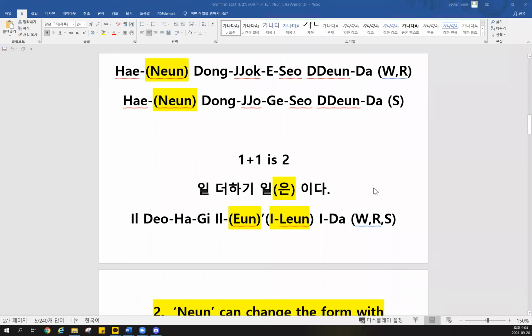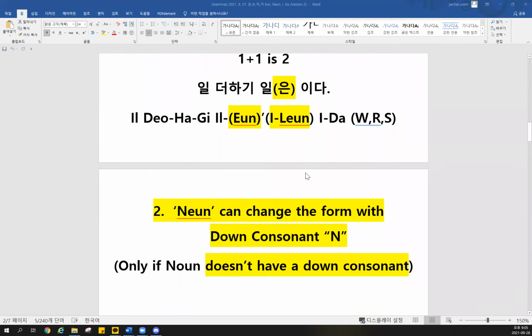All right, next one. 1 + 1 = 2. This is also a fact, right? Mathematically, when you're counting the numbers, you need to use the Sino version. So one is going to be what? Plus is 더하기. 1 has a down consonant. So what do we have to use? 은. So 1 더하기 1은 2다. Just like this. Okay. Next one.